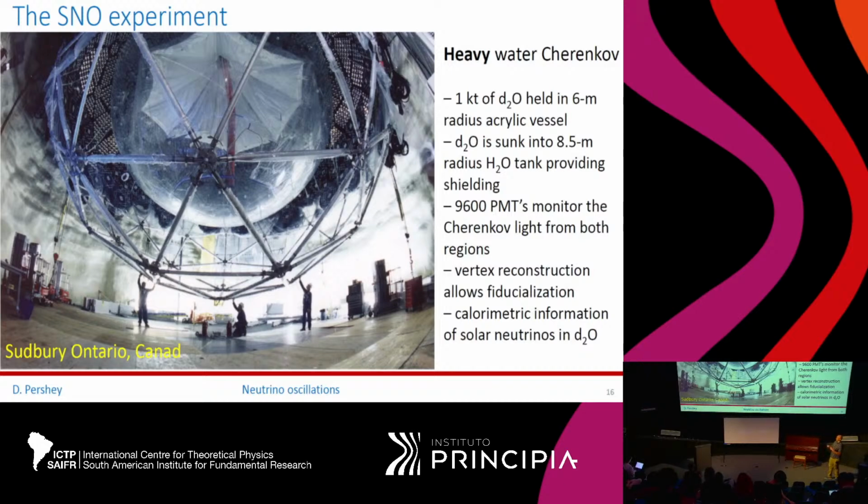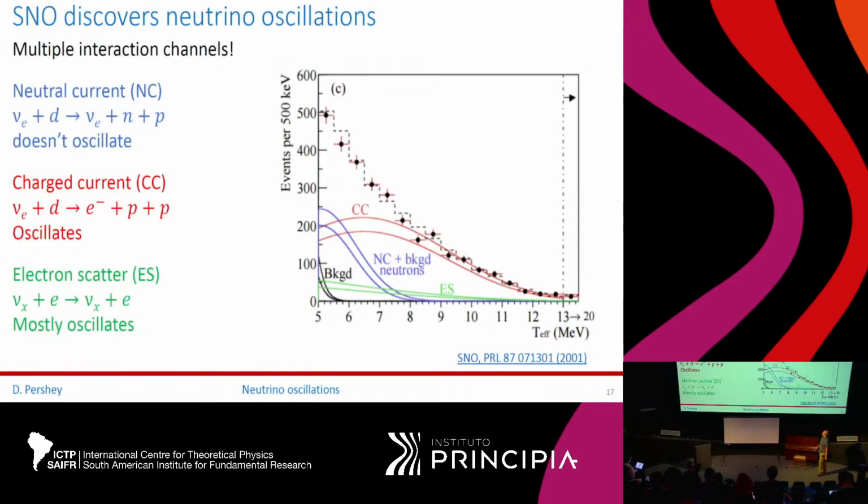With Cherenkov ring imaging, you can estimate the vertex of where these interactions happen. You can decide whether it happened in heavy or light water. So all in all, this light water region becomes basically a buffer region. You have a nice fiducial volume of heavy water surrounded by a buffer light water Cherenkov detector, and also an outer veto shield for cosmic rays. This experiment gives you vertex information and calorimetric information for all of the interactions happening in the heavy water. This is what really solved the solar neutrino problem.